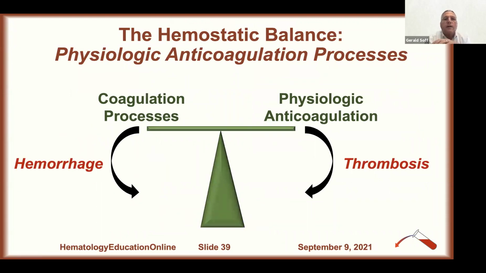So the next thing we want to talk about is the hemostatic balance. So we've talked about our current understanding of the physiologic processes leading to coagulation. Now we're going to talk about the physiologic anticoagulation processes. And it's a balance, right? If there's too much coagulation, one has thrombosis. If there's a deficiency of the coagulation factors, we have hemorrhage. And if there's deficiencies of the physiologic anticoagulation, that also leads to thrombosis.